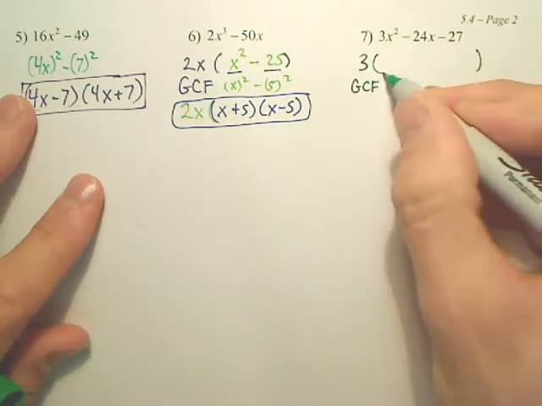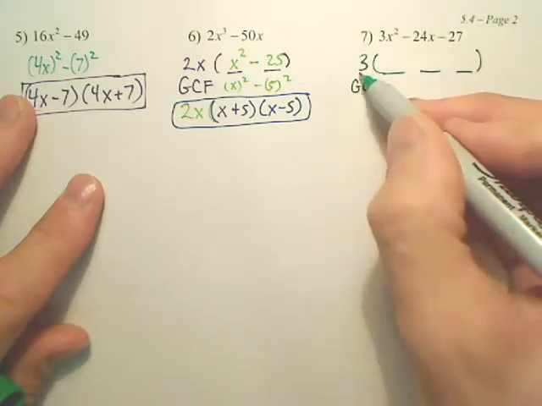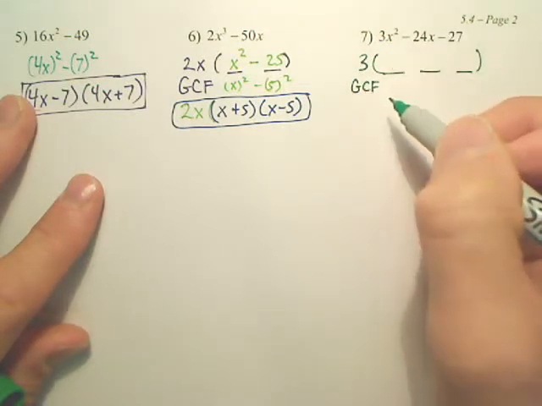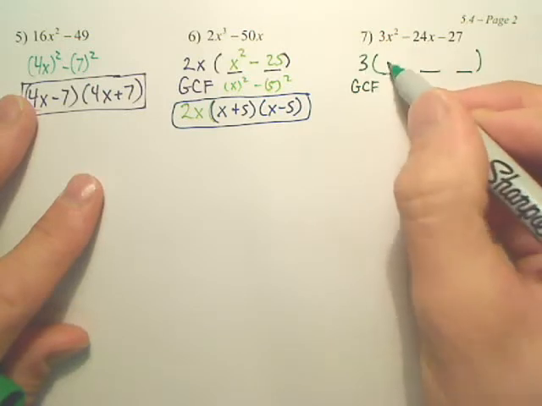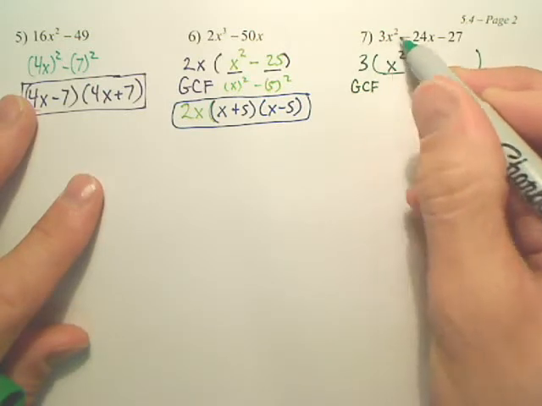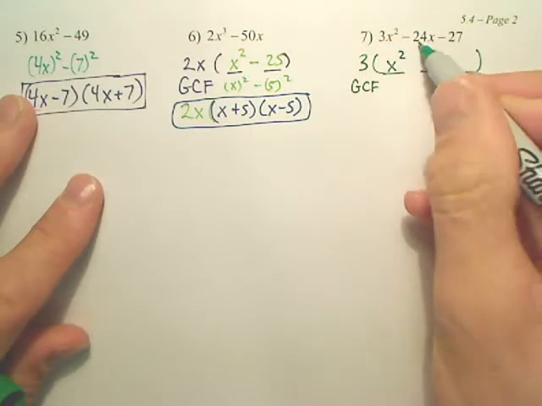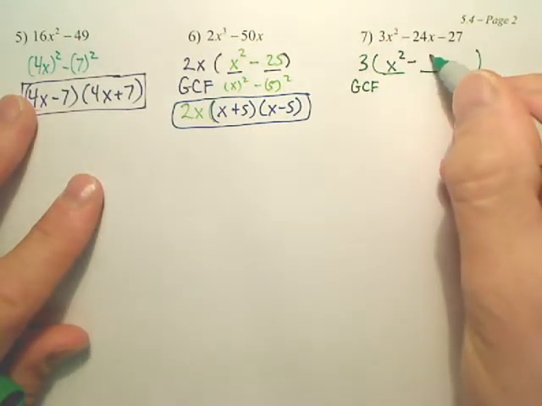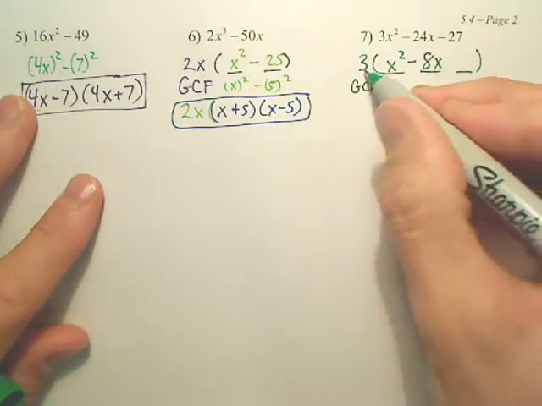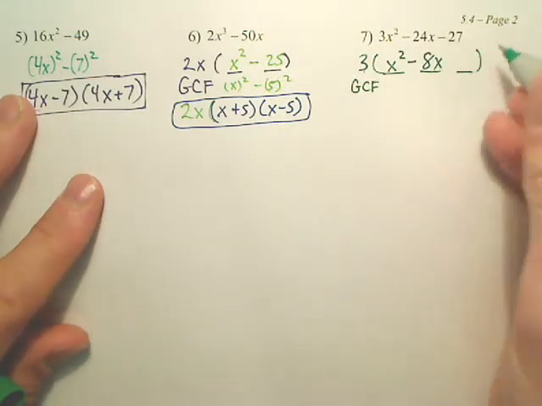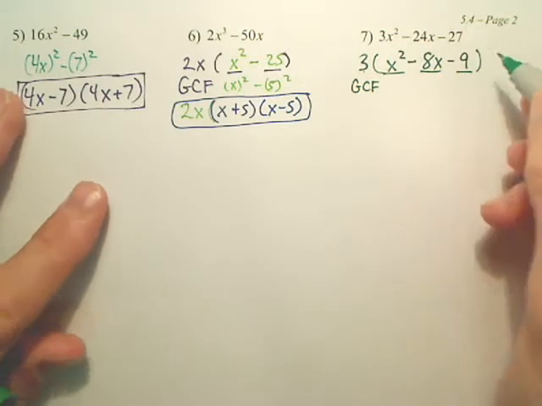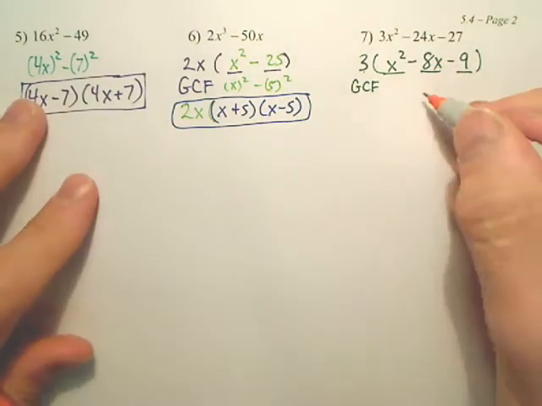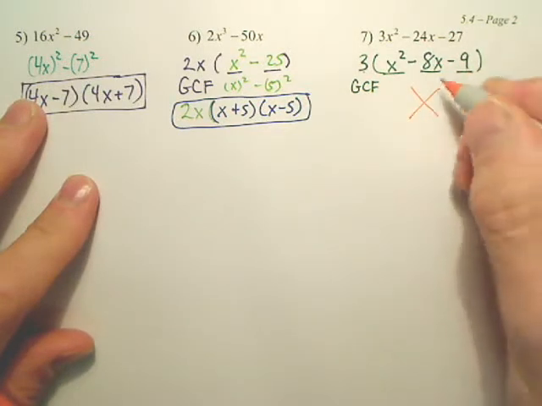And when I pull out my GCF, it's a 3. 3 times what is 3x squared? 3 times x squared is 3x squared. 3 times what is negative 24x? That'd be negative 8x. 3 times what is negative 27? Okay. Alright. Can what's left over still factor?